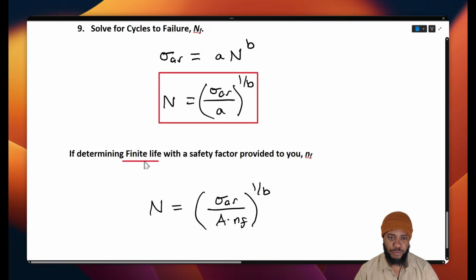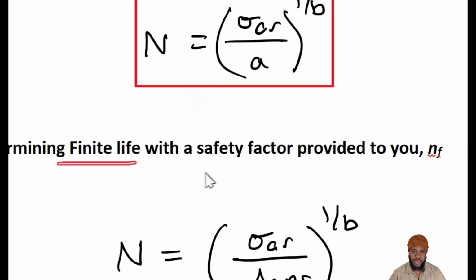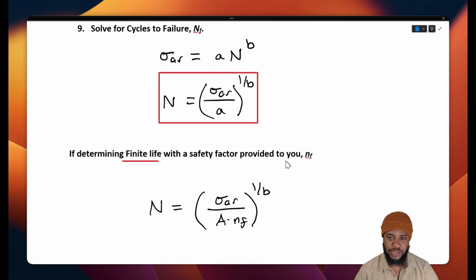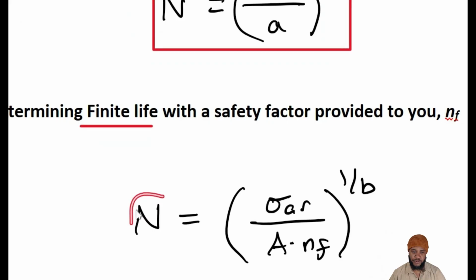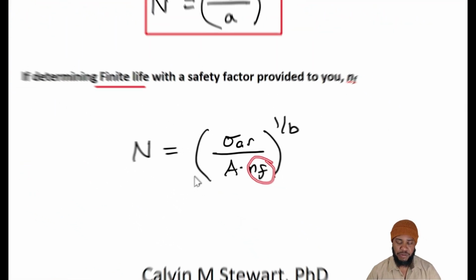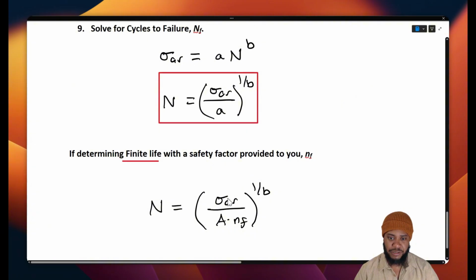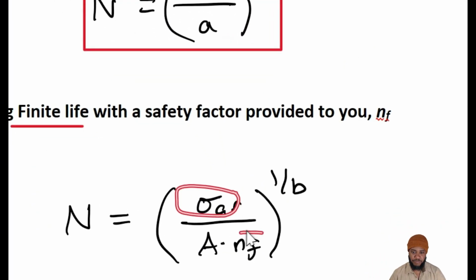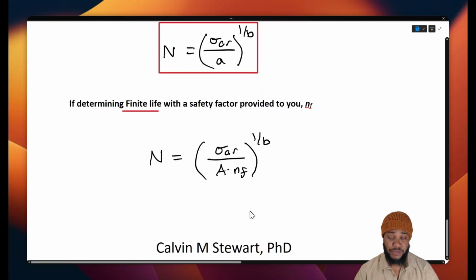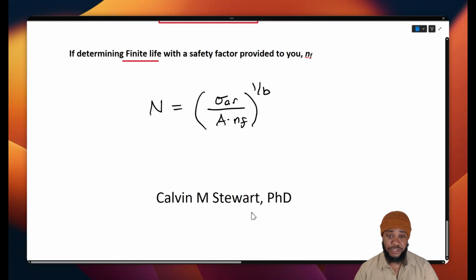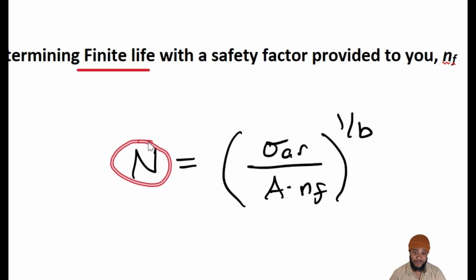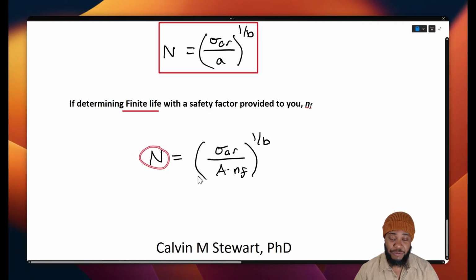Now, if we are determining finite life, and we also want to include a safety factor that's provided to us, we can solve for the cycles to failure incorporating our safety factor by simply dividing that stress amplitude by the safety factor that's given to us. And with that said, it's pretty much the method that we use to find the cycles to failure for fatigue with mean stress.